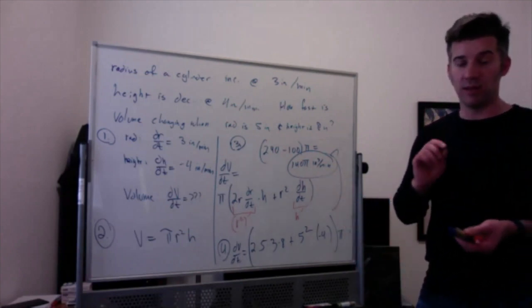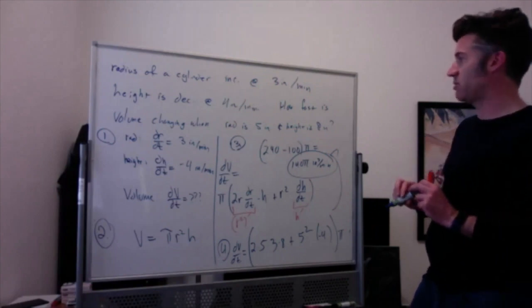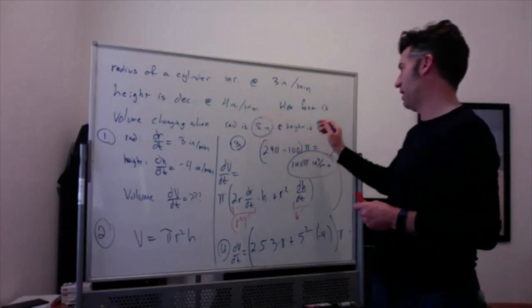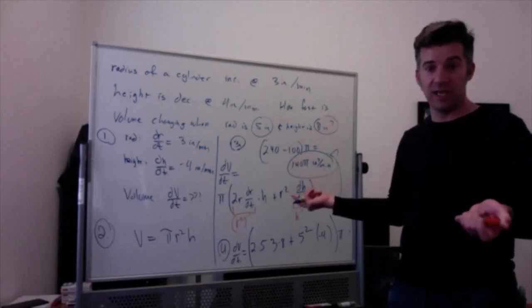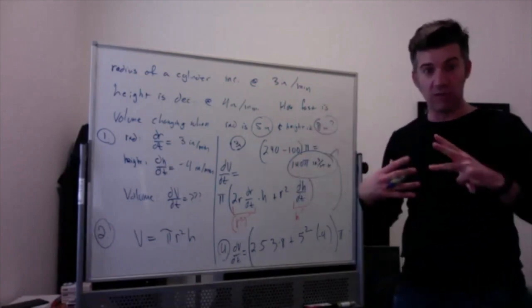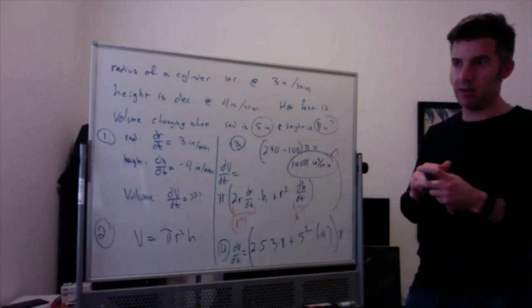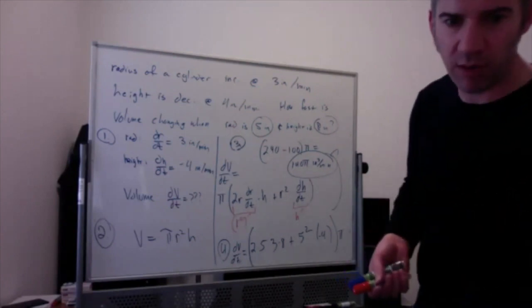I will say that the other way this goes, I actually meant for the radius to be 8 and the height to be 5. If those are your numbers, you actually get a negative dV dt at the end, which means the volume is actually decreasing. But that didn't happen here. Yeah, we've got time for one more.